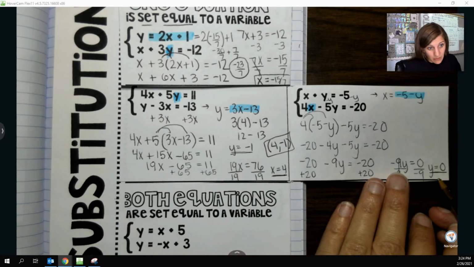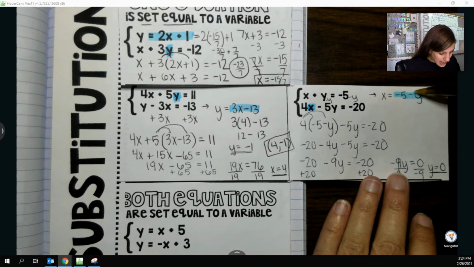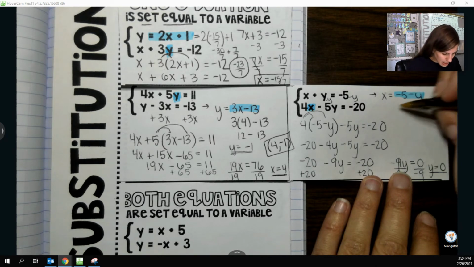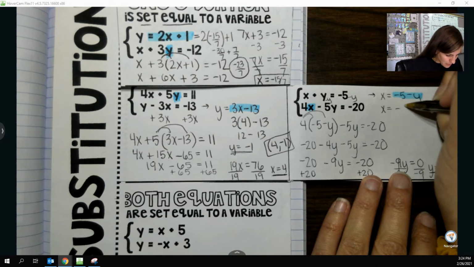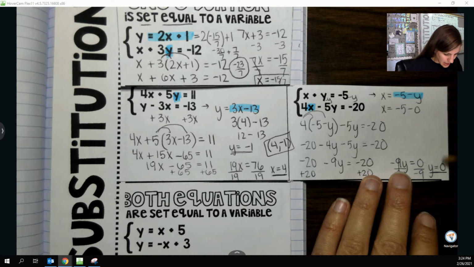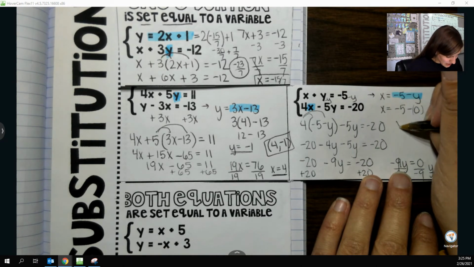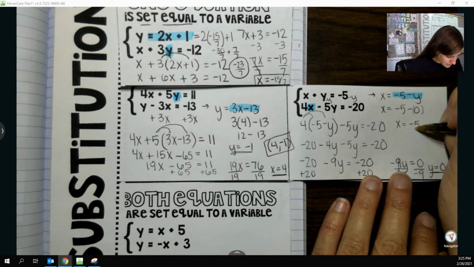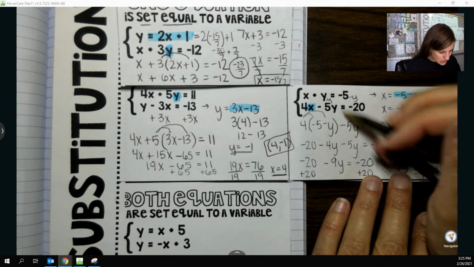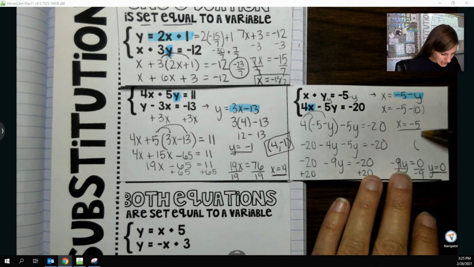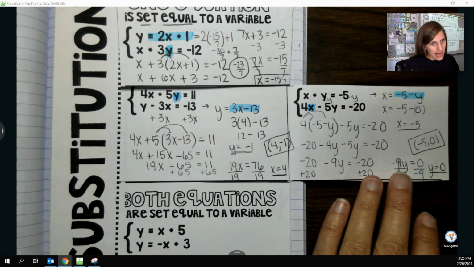Then I want to go solve for x. So if I go back to that equation I got alone, I can put in place of y 0. And like negative 5 minus 0 is just negative 5. So these two lines are crossing at negative 5, comma 0. So they have one solution right at that spot.